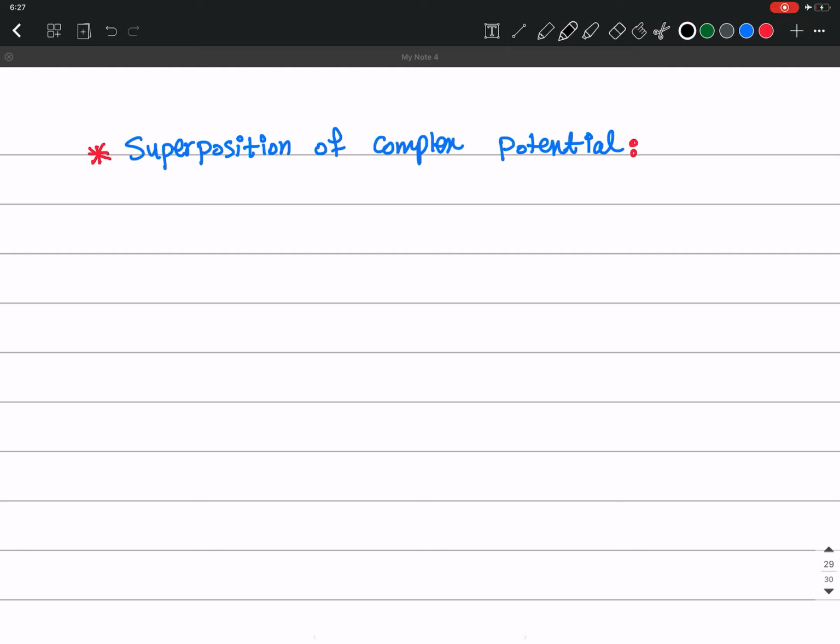Hello everyone. So in this lecture, I'm going to talk about the superposition of complex potentials. This is actually a very interesting technique that uses the linearity property of stream functions and potential and in general complex potentials in order to derive the analytical solutions for a combination of different flow types that we learned so far.